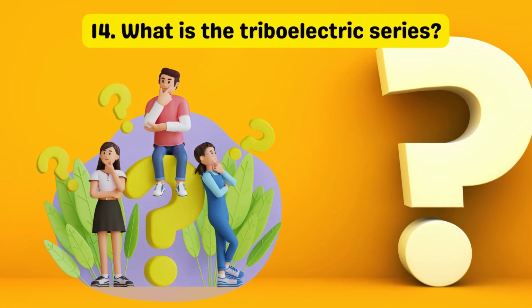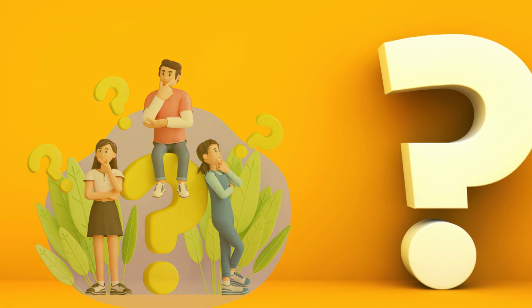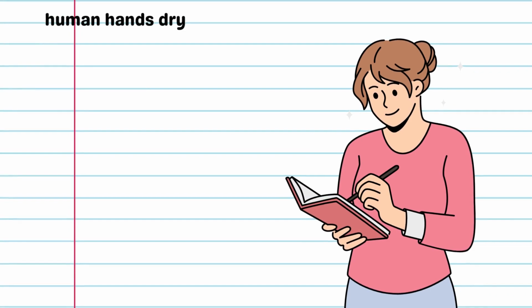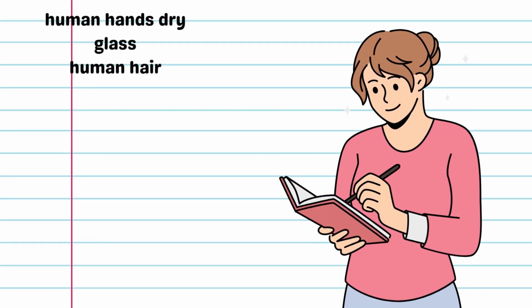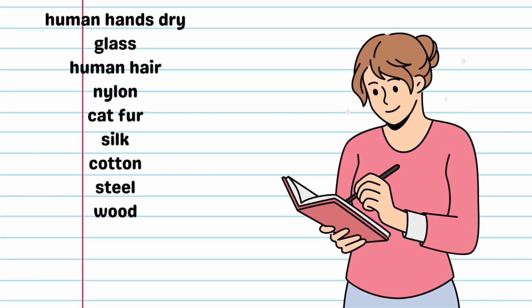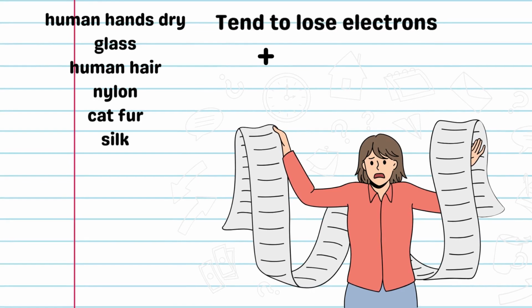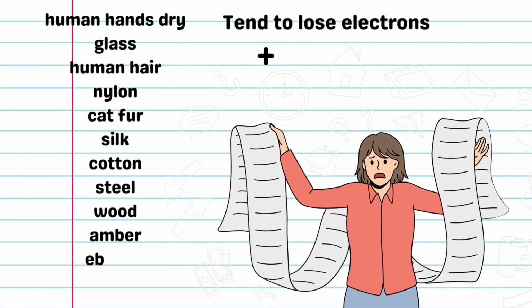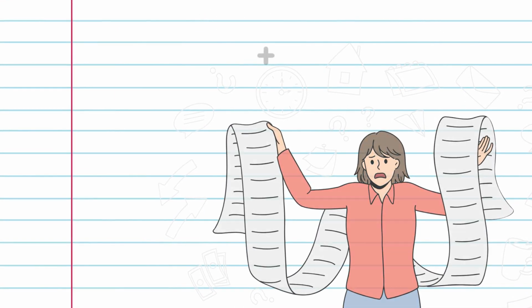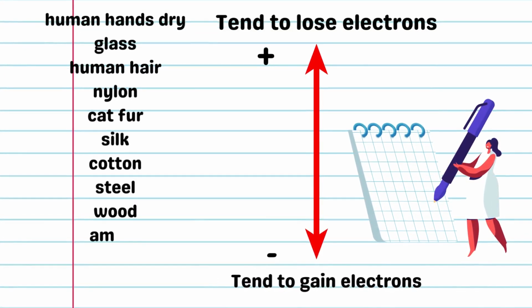Question 14. What is the triboelectric series? The triboelectric series is a list that ranks materials based on their tendency to gain or lose electrons when they come into contact with each other through friction. In the list shown here, materials are listed in order from those that tend to lose electrons, which means they become positively charged, to those that tend to gain electrons, which become negatively charged.